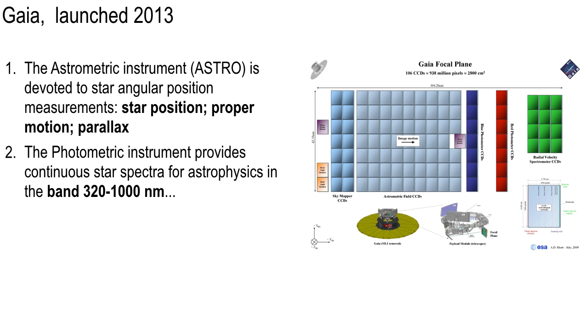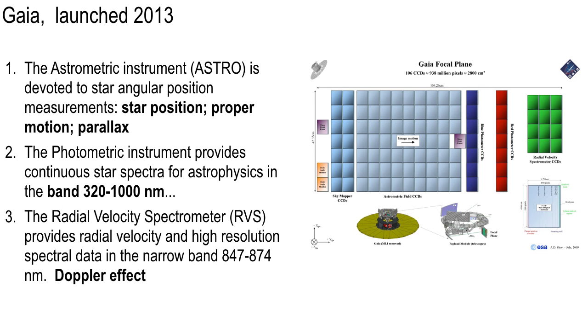Okay, and it's measuring all the spectra that we can dig out of the data for that, part of the task of this particular spacecraft. The radial velocity spectrometer. I've emphasized in this paragraph the phrase Doppler effect. This is the one where it will be able to tell if it's moving radially away from you. Radially means toward you or away from you.